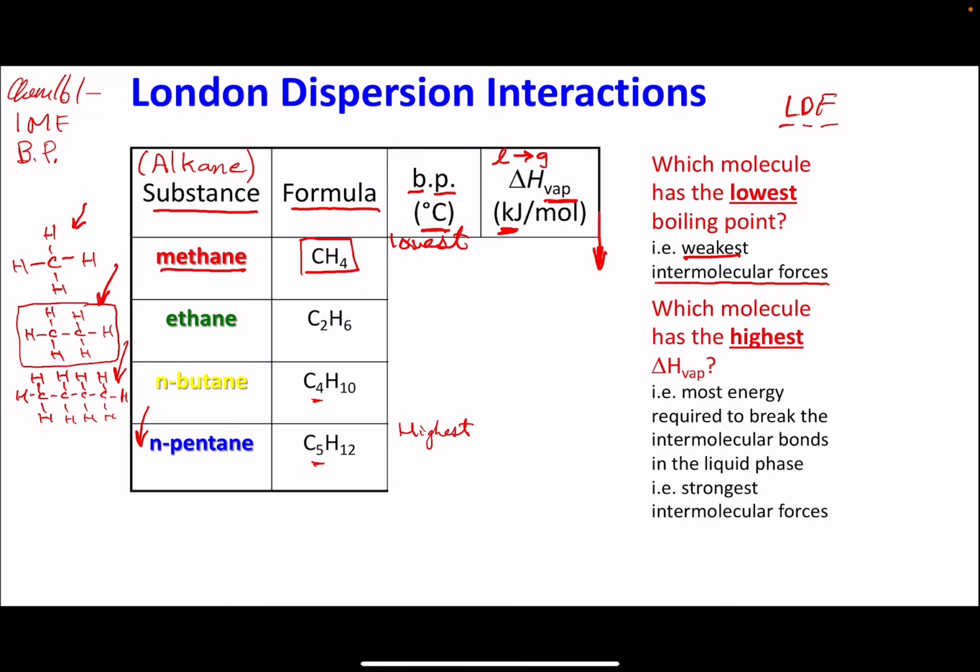And we can move on and ask the question, which might have the highest enthalpy of vaporization? Recall, this is the energy required to break intermolecular bonds in the liquid. So here we want to say which one is going to have the highest requirement for energy to break 1 mole of intermolecular forces between molecules. Again, take a moment to see if you can predict the answer on this, and we'll move forward.